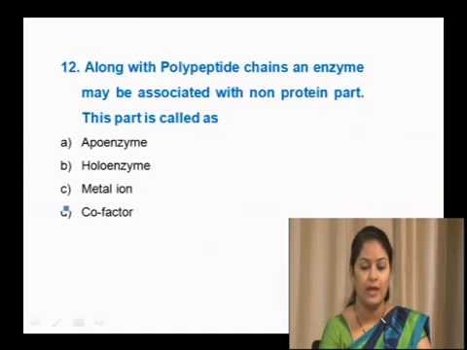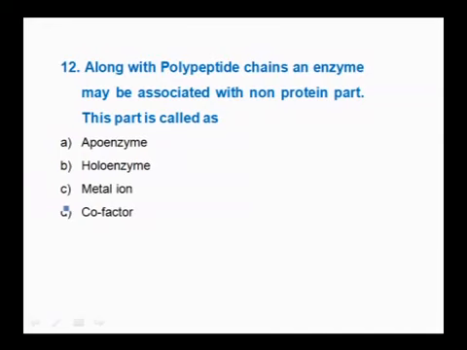Next question. Along with the polypeptide chains, an enzyme may be associated with a non-protein part. This part is called as what? While studying the structure of enzyme, we have terms like holoenzymes, apoenzymes and cofactors. Let me give you a clarification. An enzyme is associated with two parts. One is apoenzyme, another part is the cofactor. Apoenzyme is the protein part of the enzyme and cofactor is the non-protein part of the enzyme.